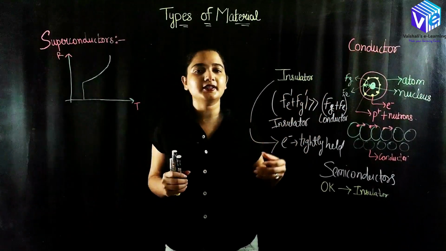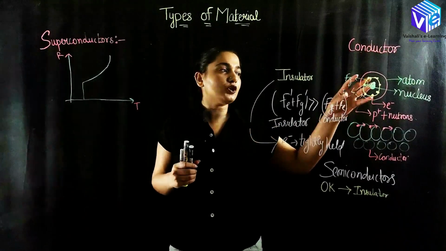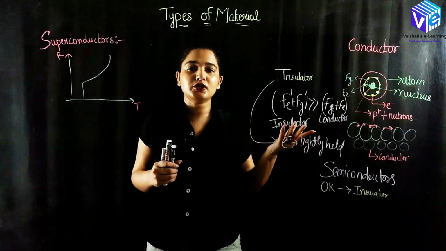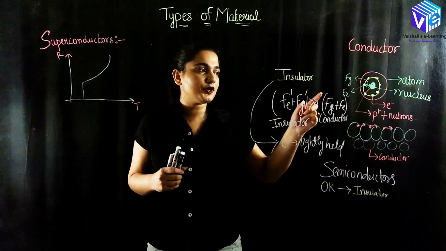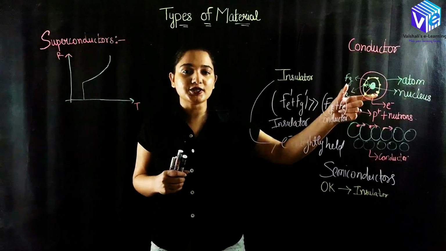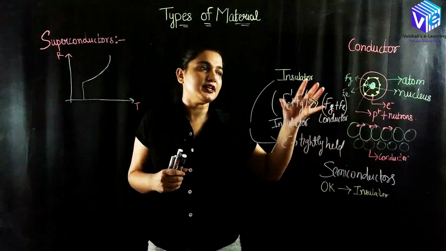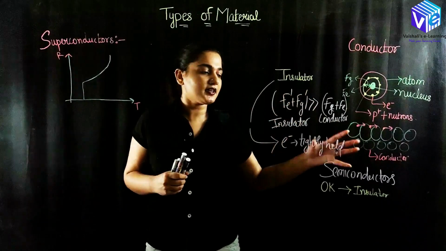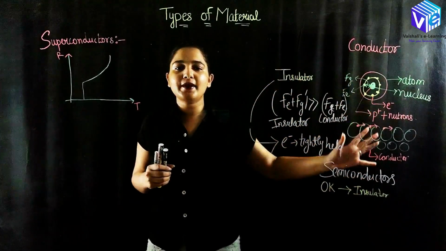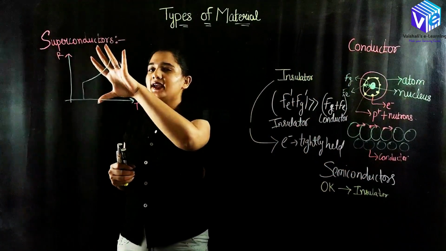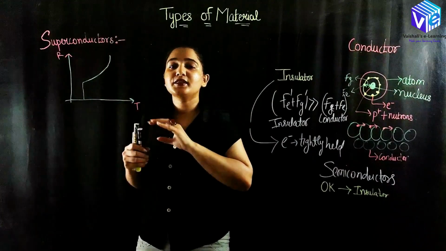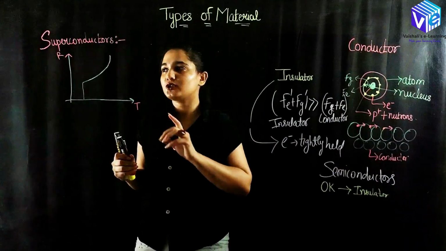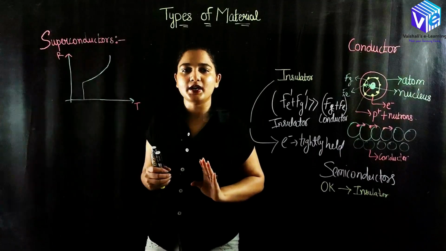Okay, here we have losses. In the case of a conductor, there will be some losses due to the collision of electrons. Due to the collision, heat energy will be produced, and we will have some losses in the form of heat energy. In the case of insulators, in the case of semiconductors, in all of them we have some losses, but here at a certain temperature the losses are 0. So this is the property of the superconductor.